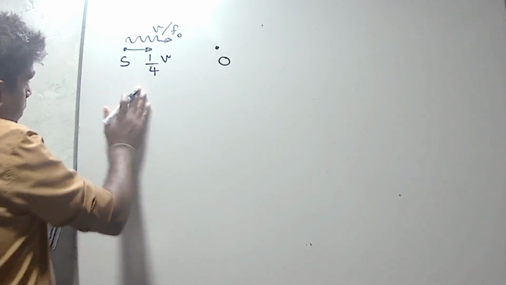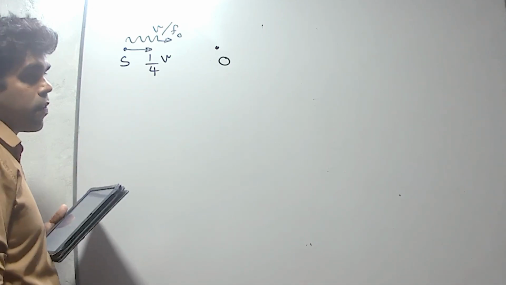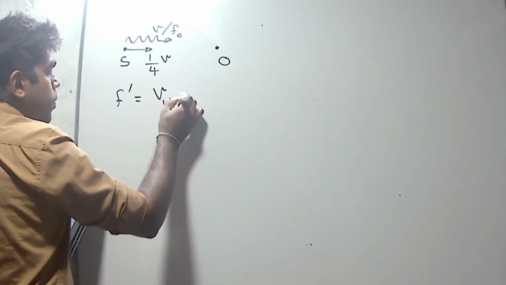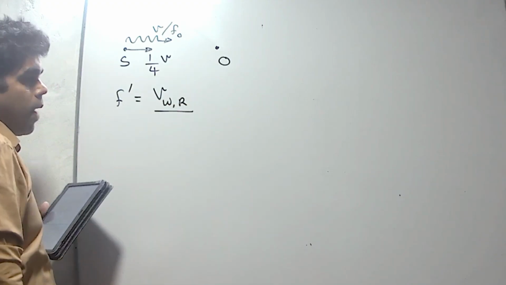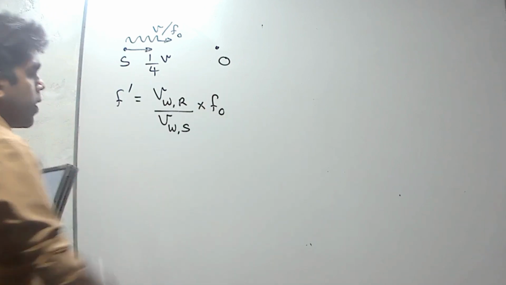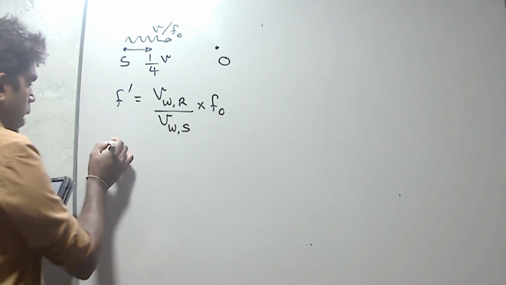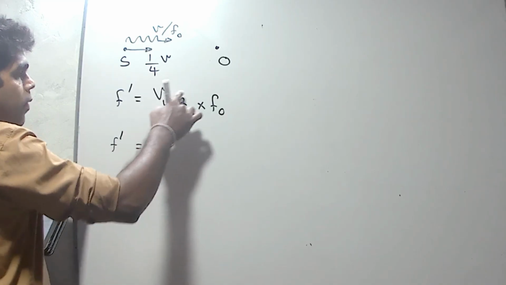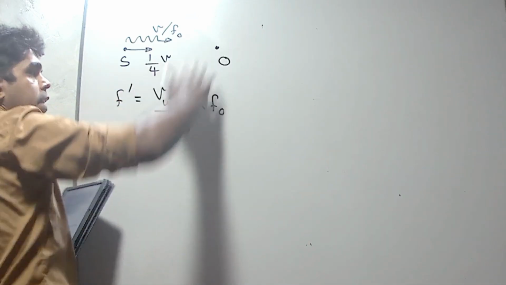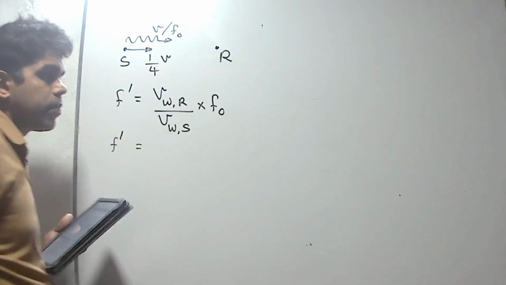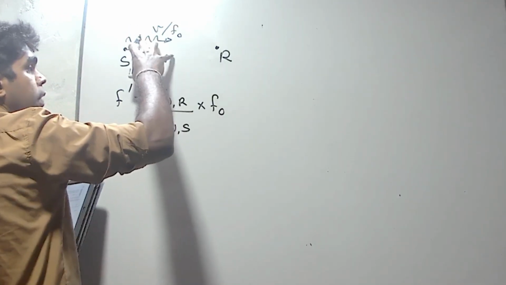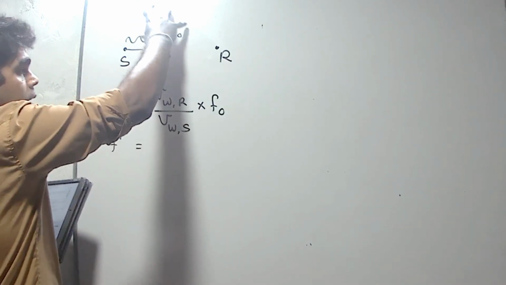Then we can write the equation for the Doppler frequency, the apparent frequency. F dash equals the velocity of wave relative to the receiver divided by the velocity of wave relative to the source, multiplied by the actual frequency. The receiver is at rest. Therefore, the receiver can see the actual velocity of the source and the actual velocity of the wave.